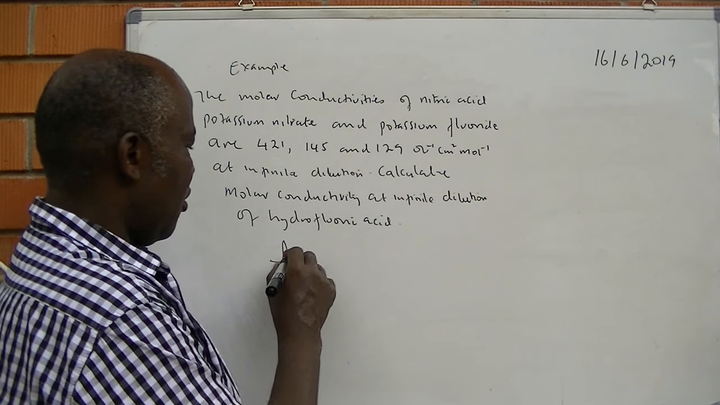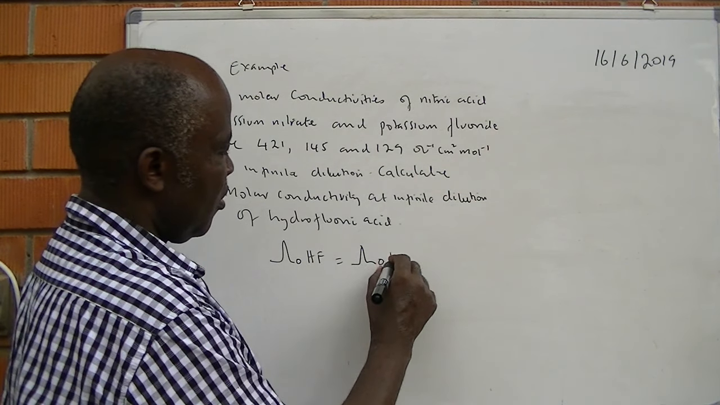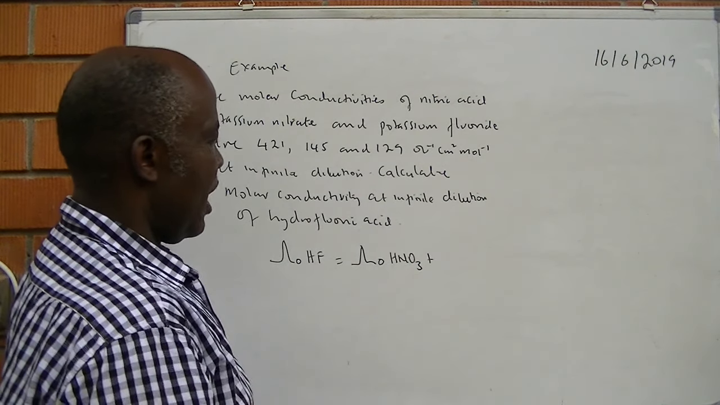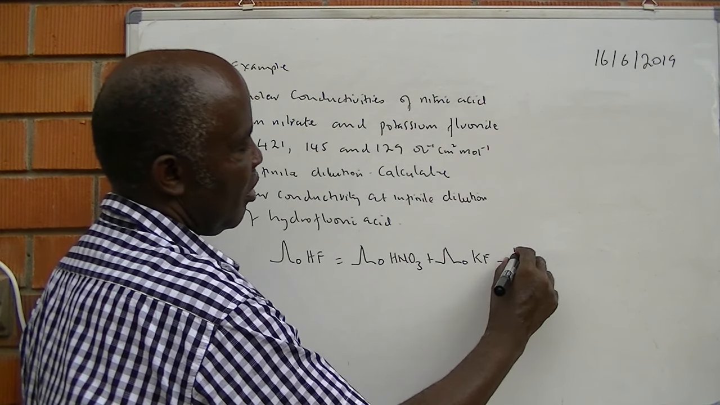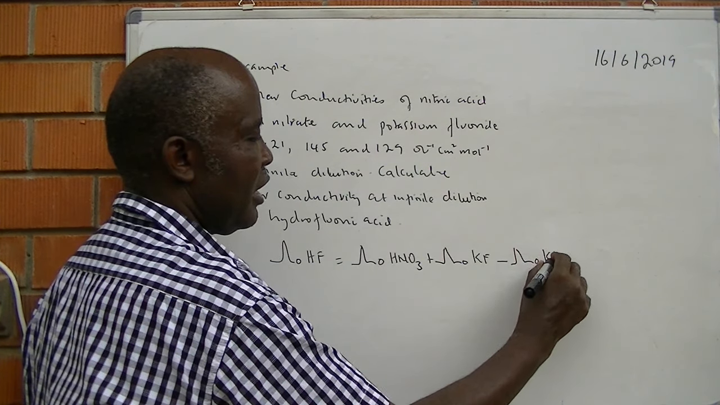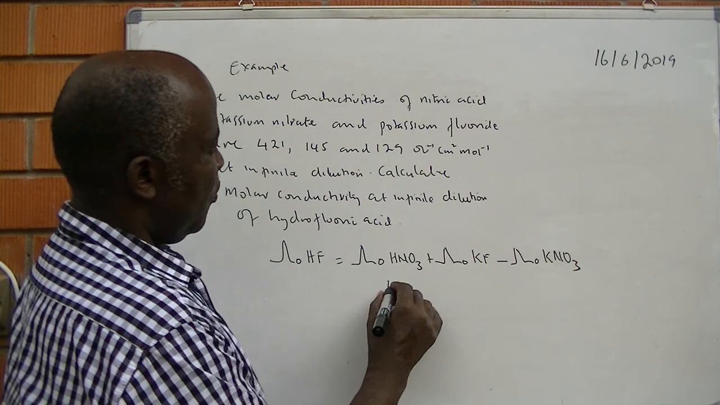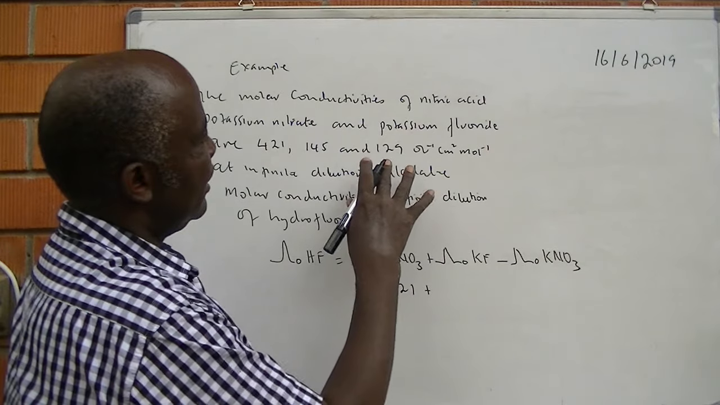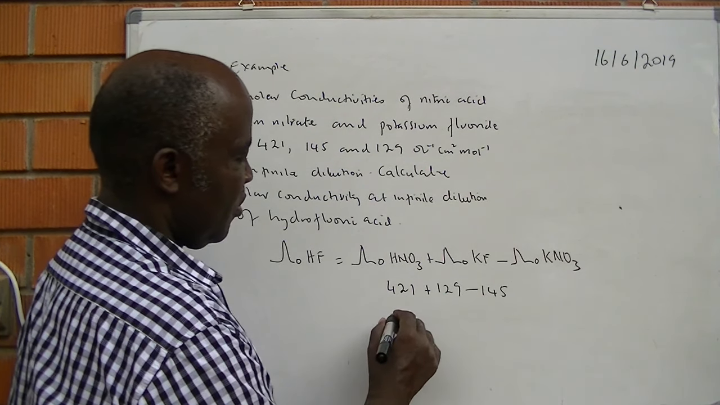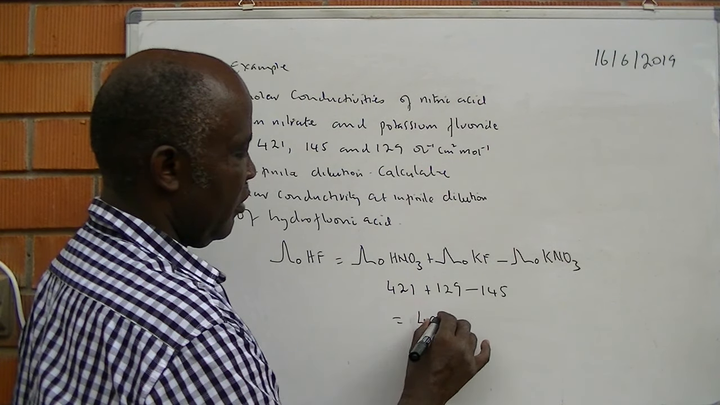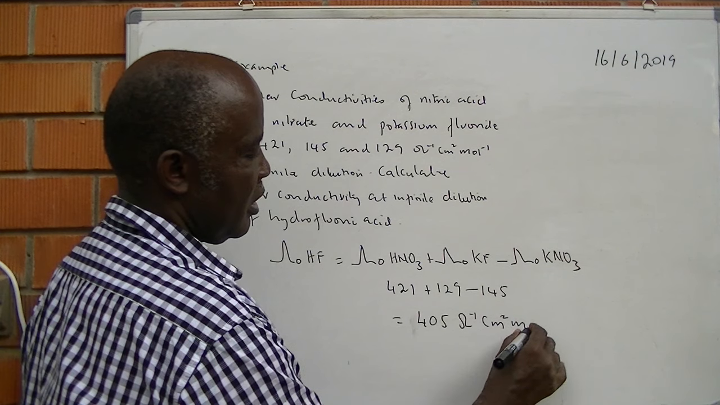So we can see that molar conductivity at infinite dilution of HF is equal to molar conductivity at infinite dilution of HNO3 plus molar conductivity at infinite dilution of potassium fluoride minus molar conductivity at infinite dilution of potassium nitrate. This is the same as 421 plus 129 minus 145, which is equal to 405 ohm inverse centimeter squared per mole.